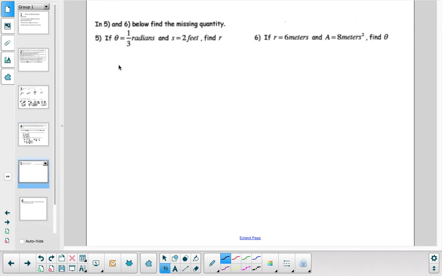All right, using those formulas, we're just going to find those missing values. So we have S equals r theta for the formula we want to use. We know theta is 1/3. We don't know r. We know that S is 2. Solve for r, multiply by 3, you get that r is 6.